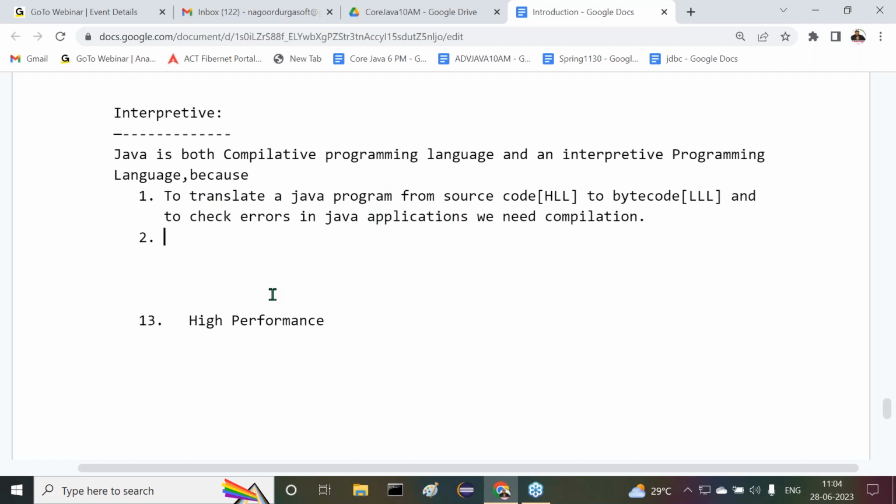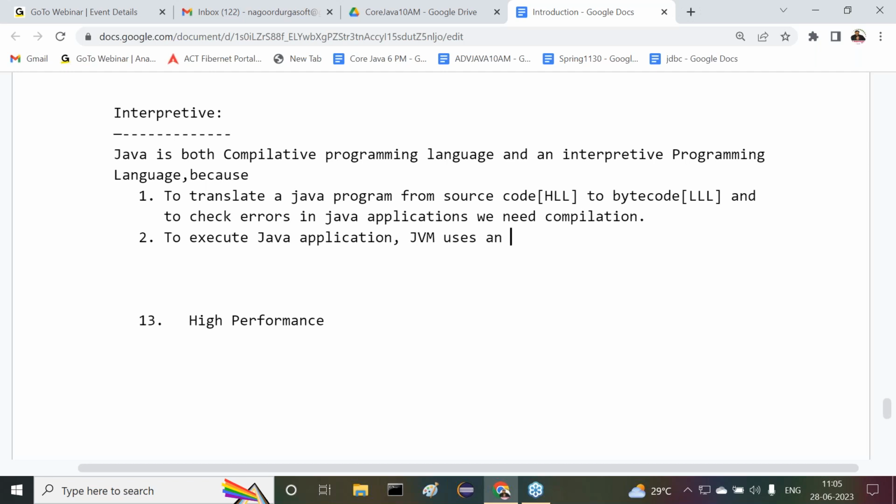Next one: to execute a Java application or any Java program, JVM uses, by the way, understand it. Who is executing our Java programs? JVM is executing the Java programs. Okay, fine. But inside the JVM, who is executing Java programs? Understand my question? In general, if you ask who is executing Java programs, your answer is JVM. Inside the JVM, an interpreter is executing Java programs.